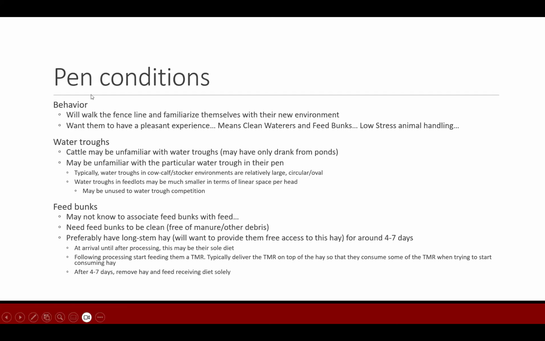So behavior, like we said, they'll walk a fence line and familiarize themselves with their new environment. And we want this to be a pleasant experience for them, or at least as pleasant as possible, right? So we need clean waters and feed bunks. And this is also their first experience with us as managers, right? So we want to try to employ low stress animal handling.